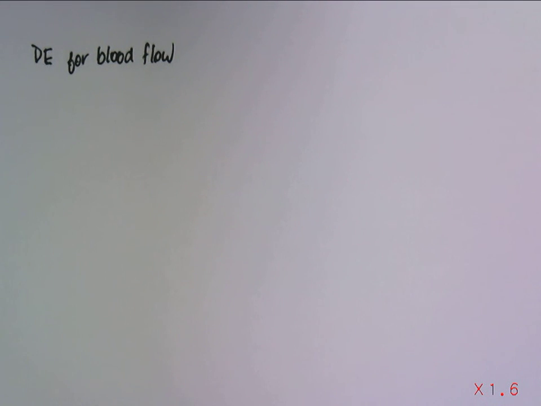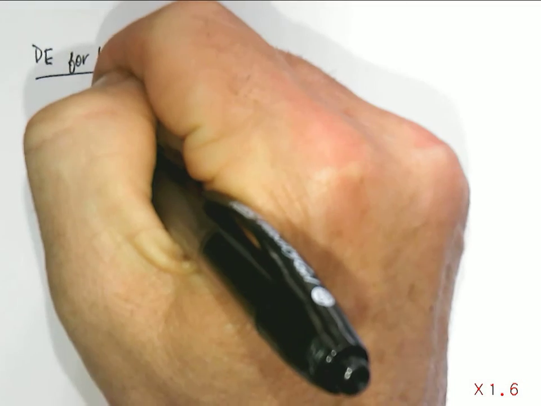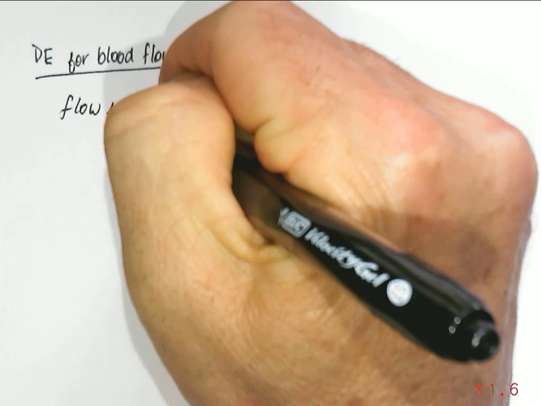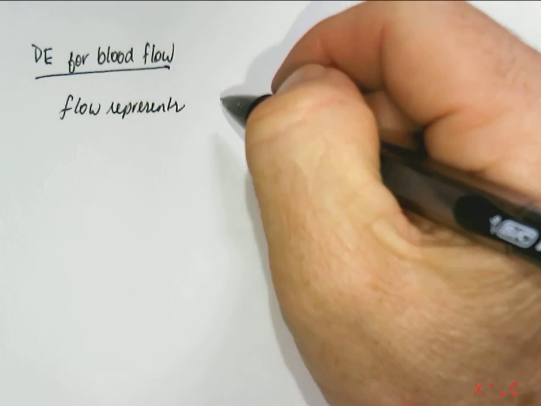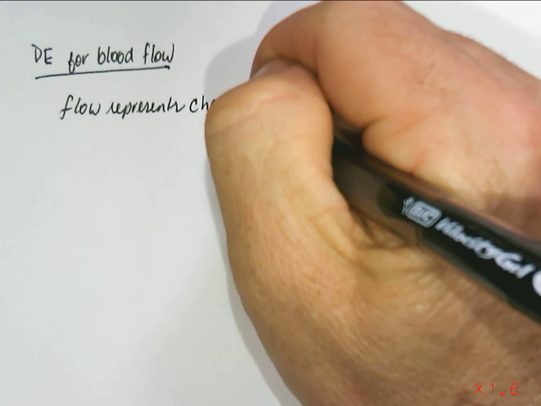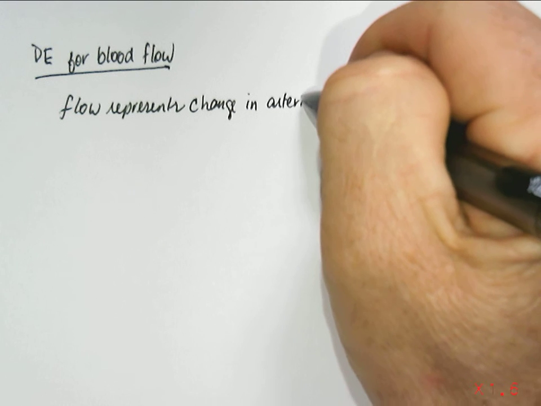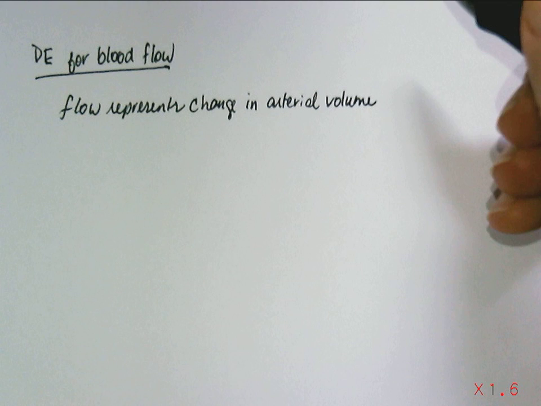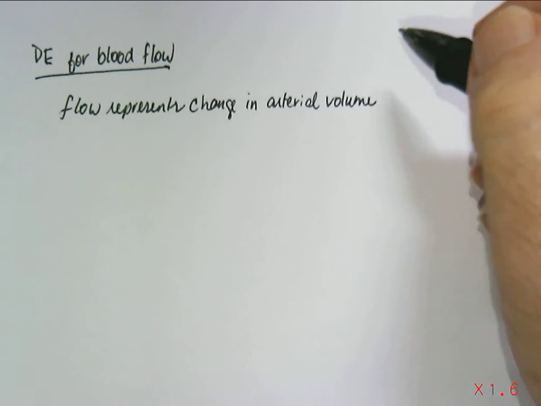Now we're ready to build our differential equation for blood flow. When we speak in terms of the flow, I'd like to point out that the flow represents change in arterial volume, in other words, looking at the change of how the volume of your artery changes. And the flow represents the change in this volume.